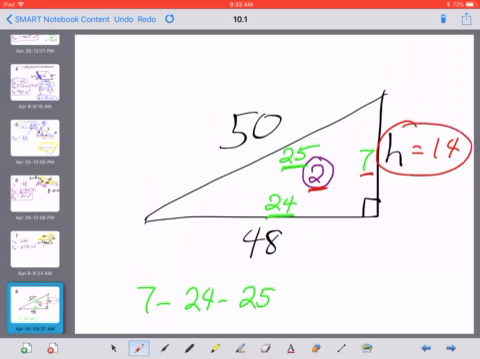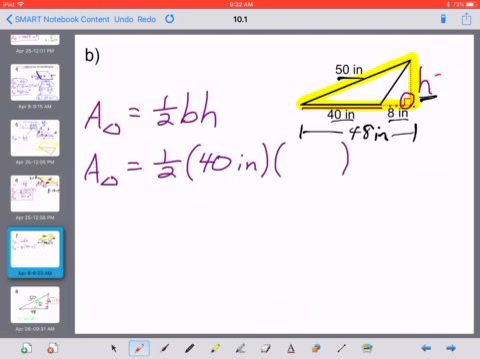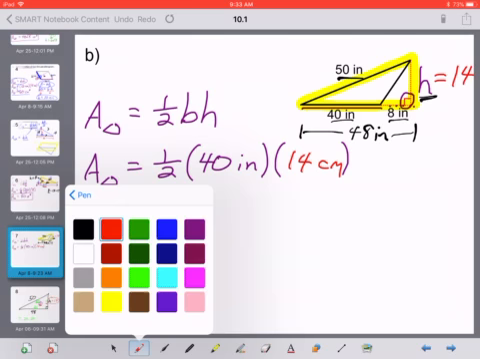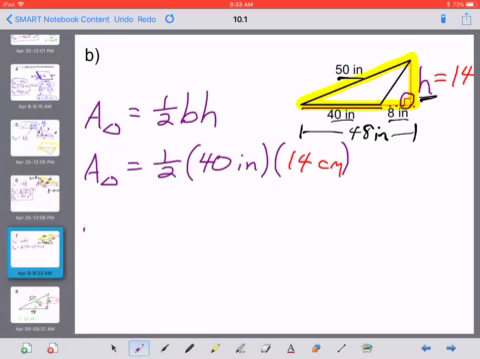So again, the Pythagorean theorem would work too, but you're kind of stuck with your calculator at that point. This is a way you can do it without that. All right, so H is now equal to 14, and that's what we were missing right here. So 14 centimeters is going to be our height. And now that we know both the base and the height, we're ready to put all this together here.